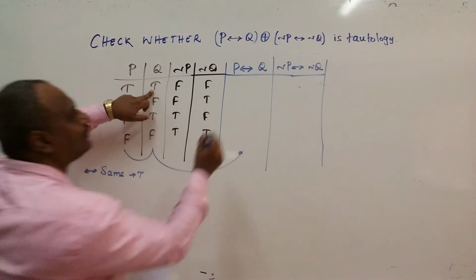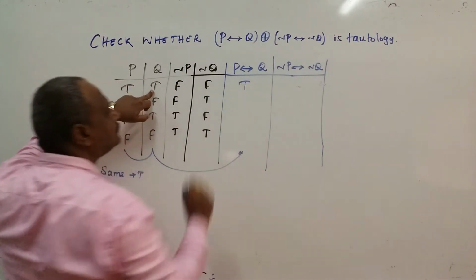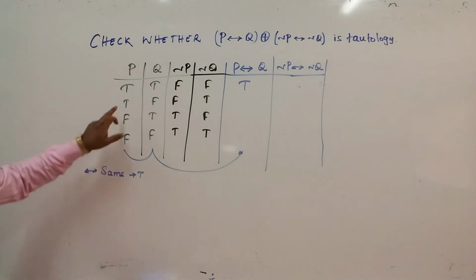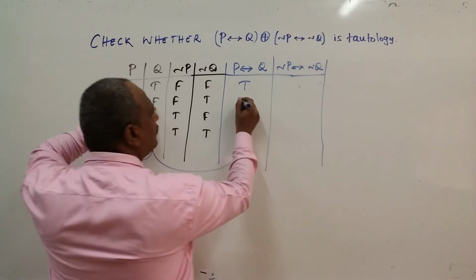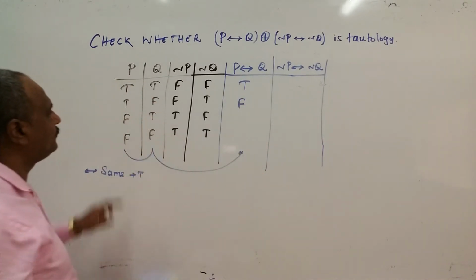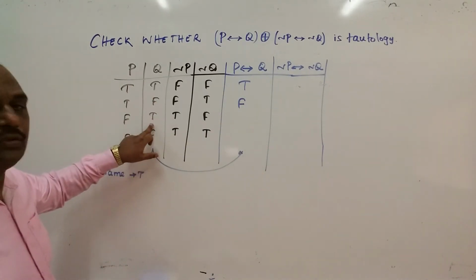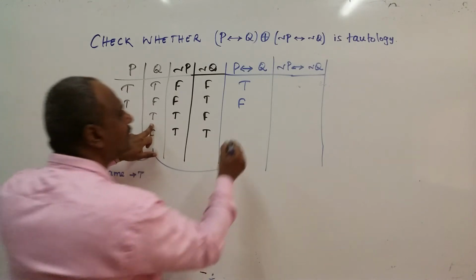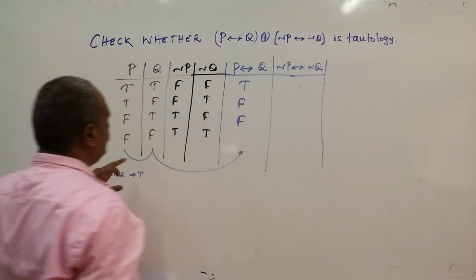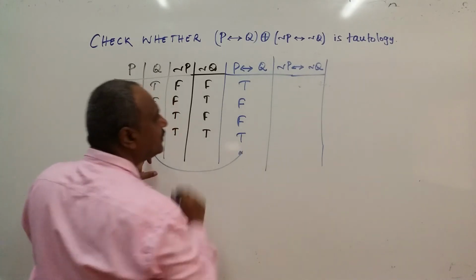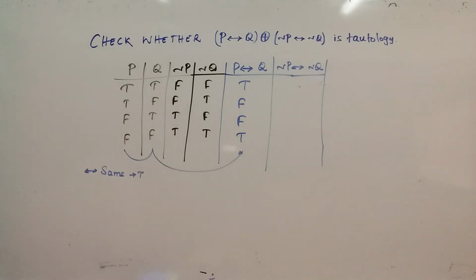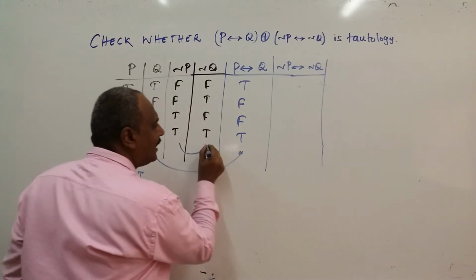I am going to combine these two and check what the answer is. True, true, both the statements are same, so the result is true. True, false, the statements are different, hence the output is false. False, true, the statements are different, so the output is false. False, false, the statements are same, the output will be true.